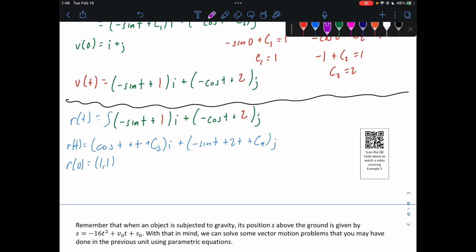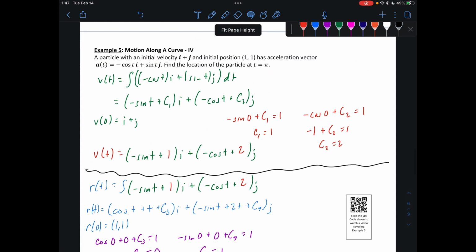So we have cosine of 0 plus 0 plus c3 equal to 1. And then negative sine of 0 plus 0 plus c4 equals 1. Cosine of 0 is 1, so we have 1 plus c3 equals 1, so c3 equals 0. And then negative sine 0 is 0, so 0 plus c4 equals 1, so c4 equals 1. Apparently I should have saved a little bit more space here. Running out of space on this problem.